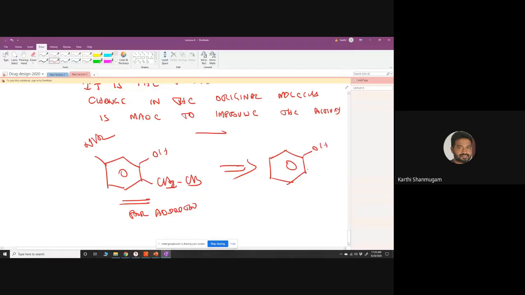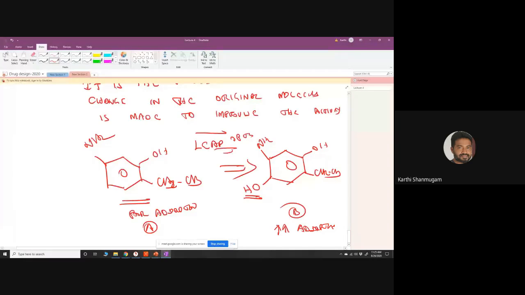So what we can do is introduce some polar functional group like OH. The addition of this OH is the structural difference between molecule A and molecule B. This small structural change, the addition of the OH, may improve the solubility of the molecule, so we can expect more absorption. So we can say that this process, what I have drawn here, is an example of lead optimization.